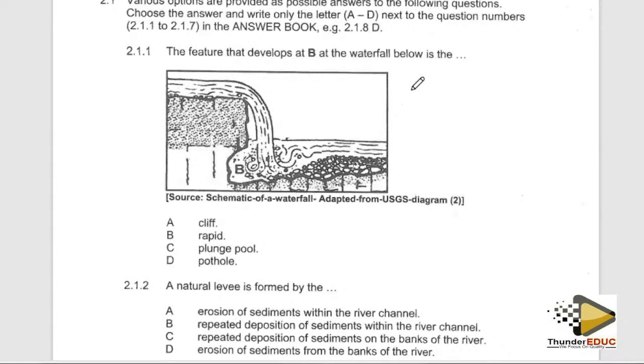2.1.1, the feature that develops at B, at the waterfall below. That is going to be a plunge pool, because we know the falling water will result in this area being eroded, developing a plunge pool.